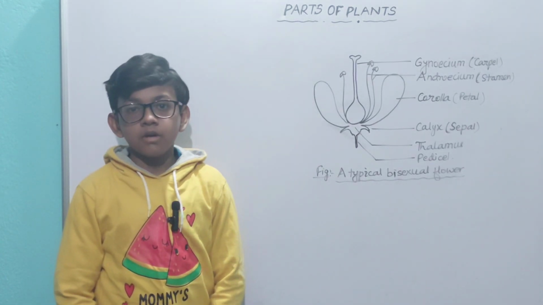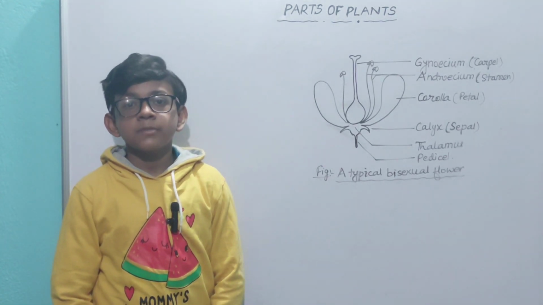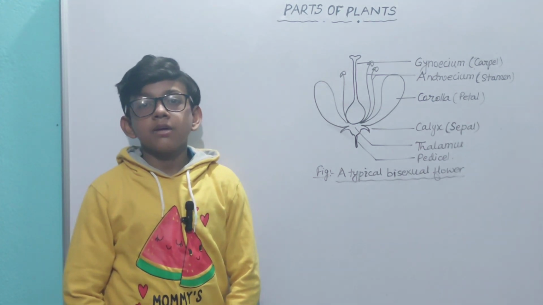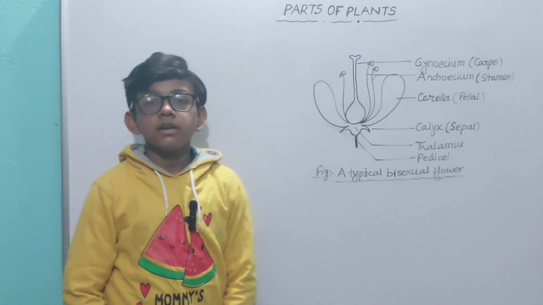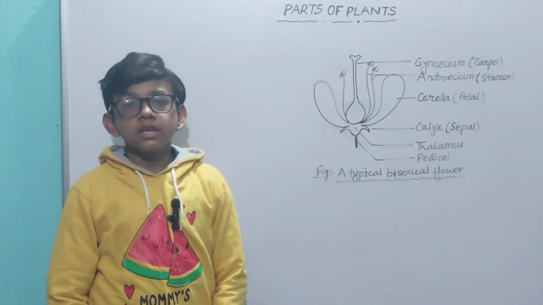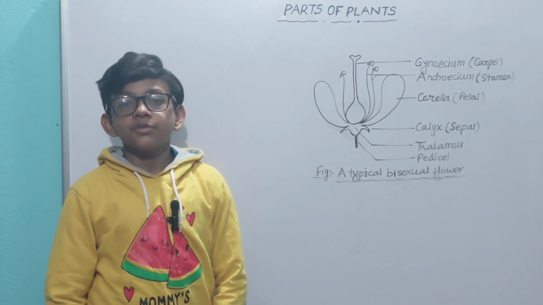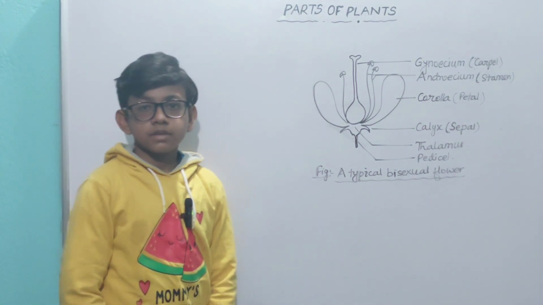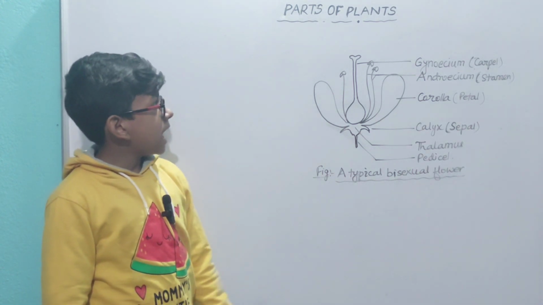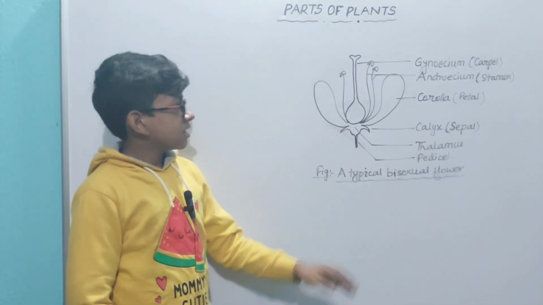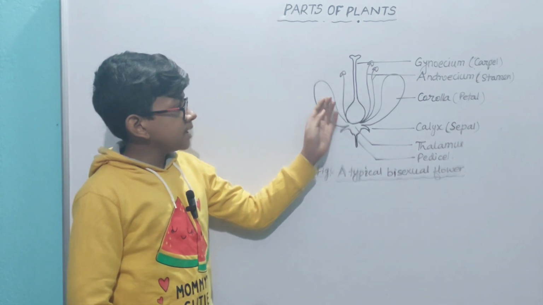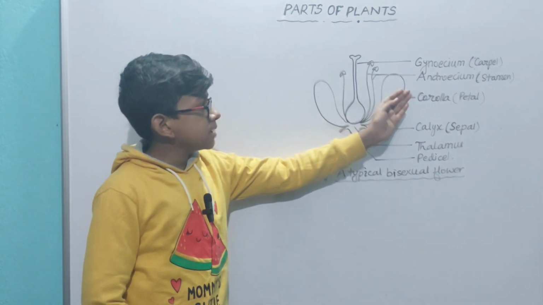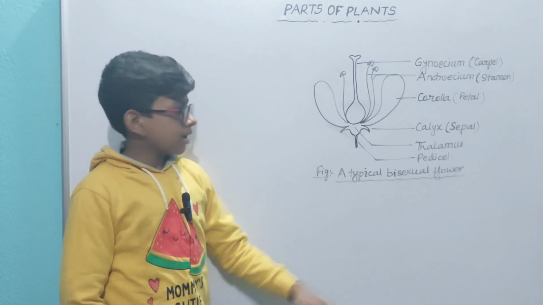Now, let's know about flowers and fruits, reproductive parts of plant. Flowers and fruits are most attractive part of the plant. Generally, flowers change into fruit after fertilization. Now, let's know about parts of flowers. A flower has mainly four parts: calyx, corolla, androecium, and gynoecium.